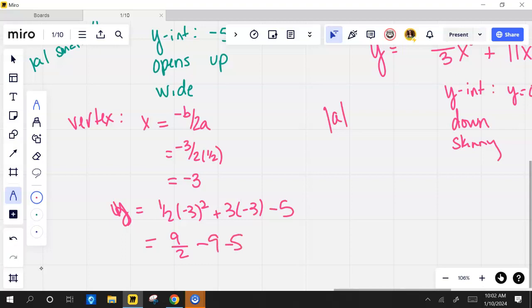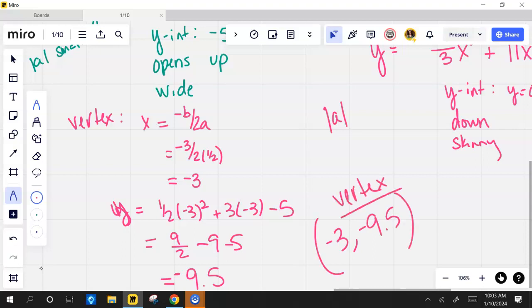Y'all know how to use your calculator for fractions and stuff? You've had teachers teach you that before, I think. 9 divided by 2 minus 9 minus 5. Negative 9.5. Is that what y'all got? That's what I got. So that means, tell me where my vertex is. Negative 3, negative 9.5. That is my vertex. Does that make sense to you?